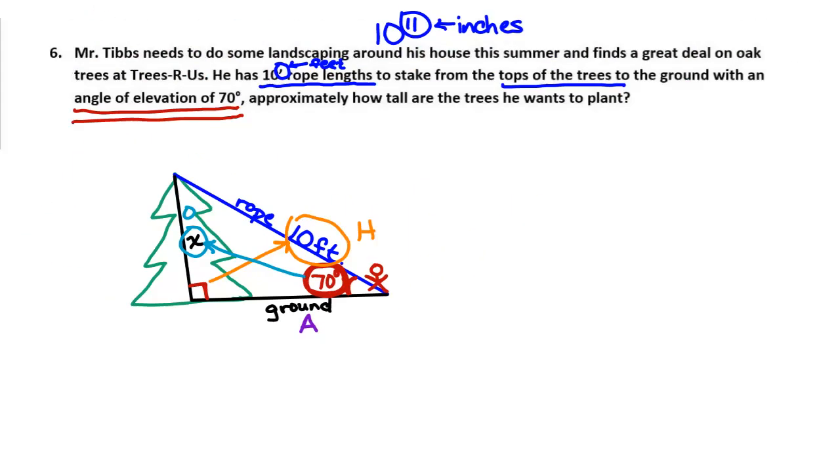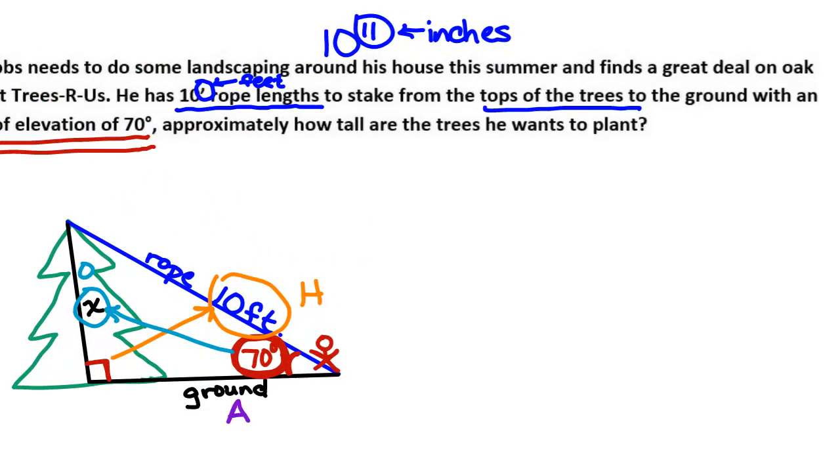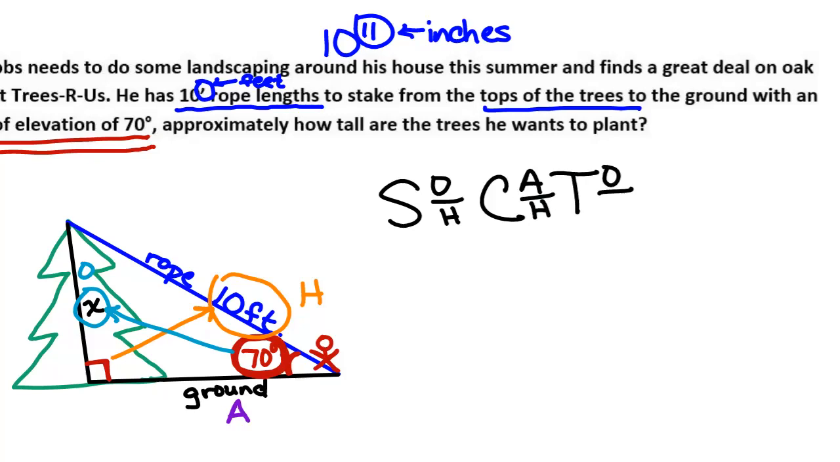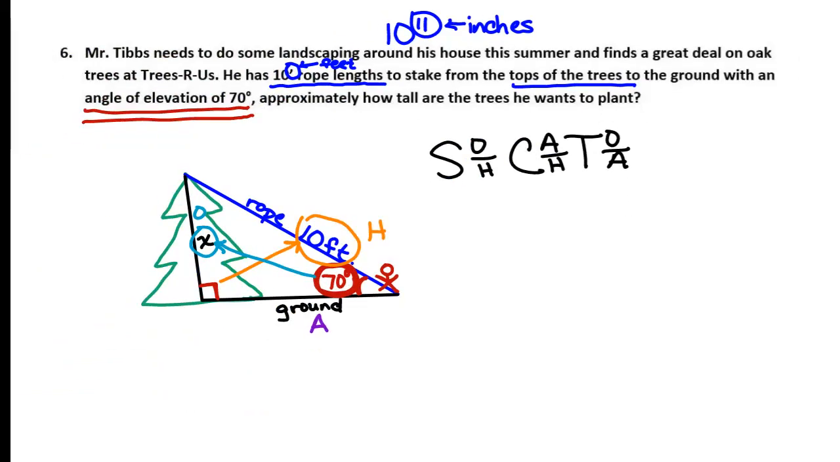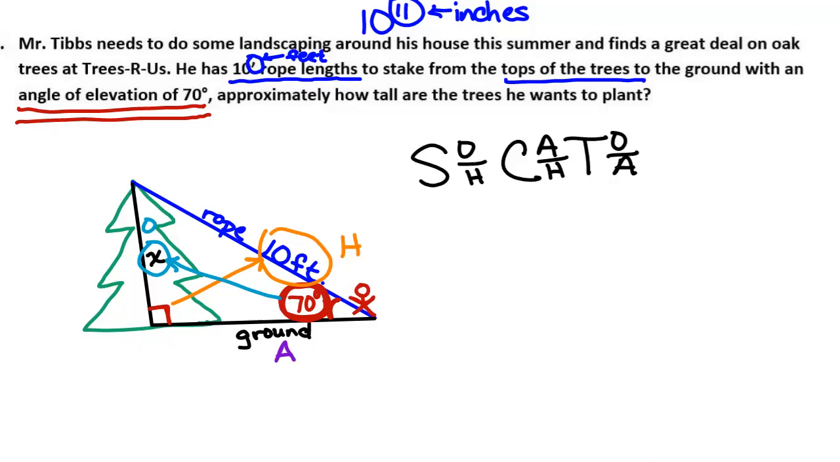On the ground. All right, SOHCAHTOA. Which ones can we not use? Which C and T? We don't have the adjacent side. We don't know how far along the ground he went. So I can't use tangent because I don't have adjacent. I can't use cosine, so we're going to have to use sine.